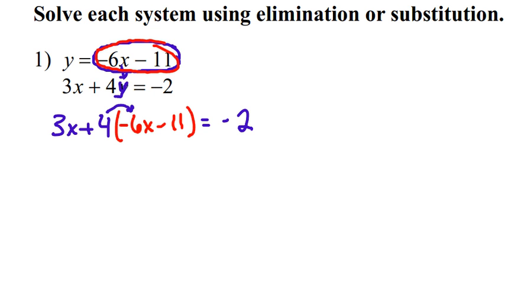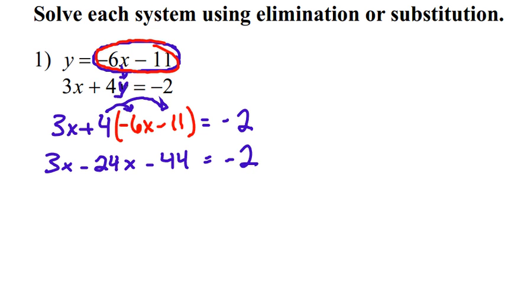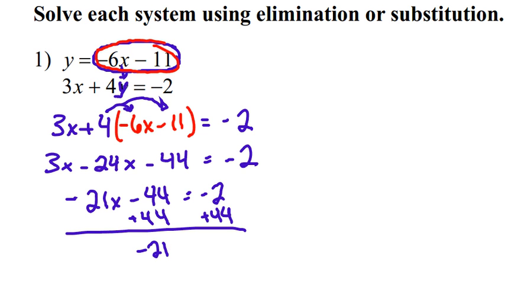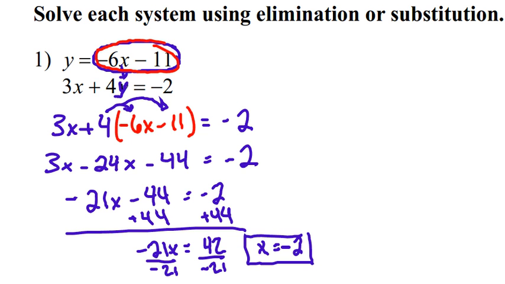Okay. Now it's just a single variable problem that we have to simplify. So 4 times negative 6 gives us negative 24, and those are x's. 4 times negative 11, negative 44, equals negative 2. So then we combine like terms on the left. Negative 21x minus 44 equals negative 2. We'll add 44 to both sides. Negative 21x equals 42. Then we divide by negative 21, and we find out what x is. Okay. So the x variable should be equal to negative 2.